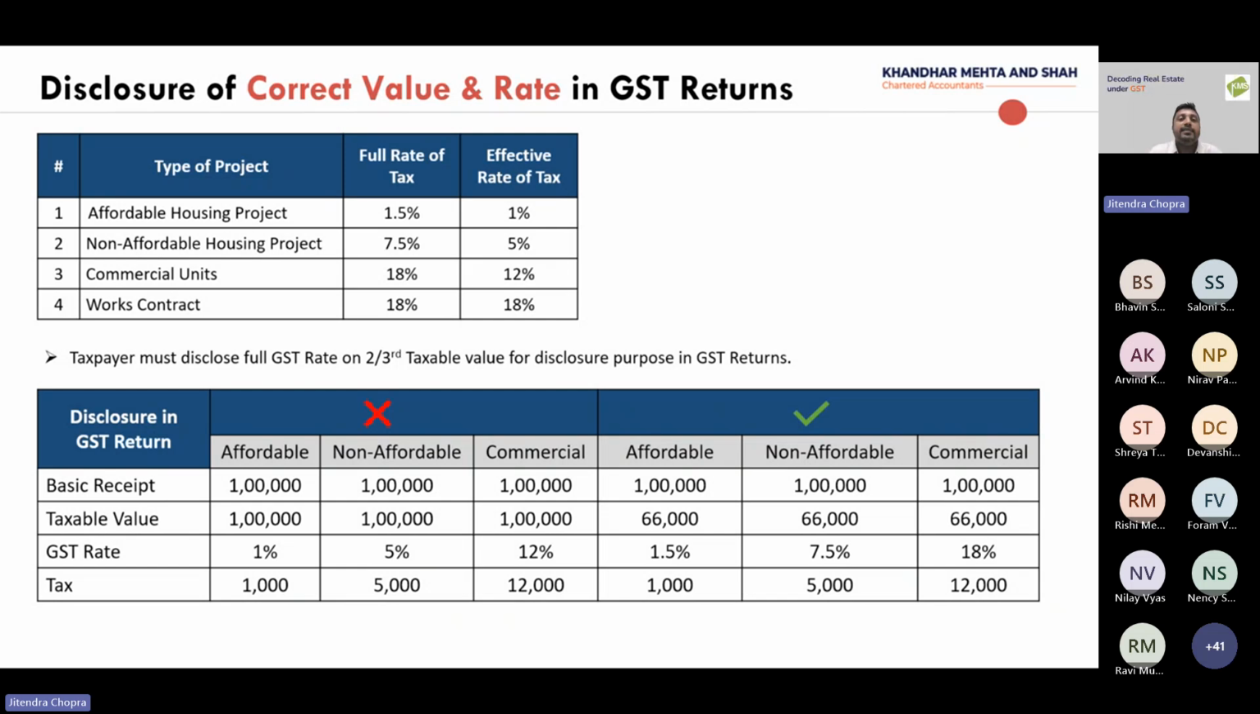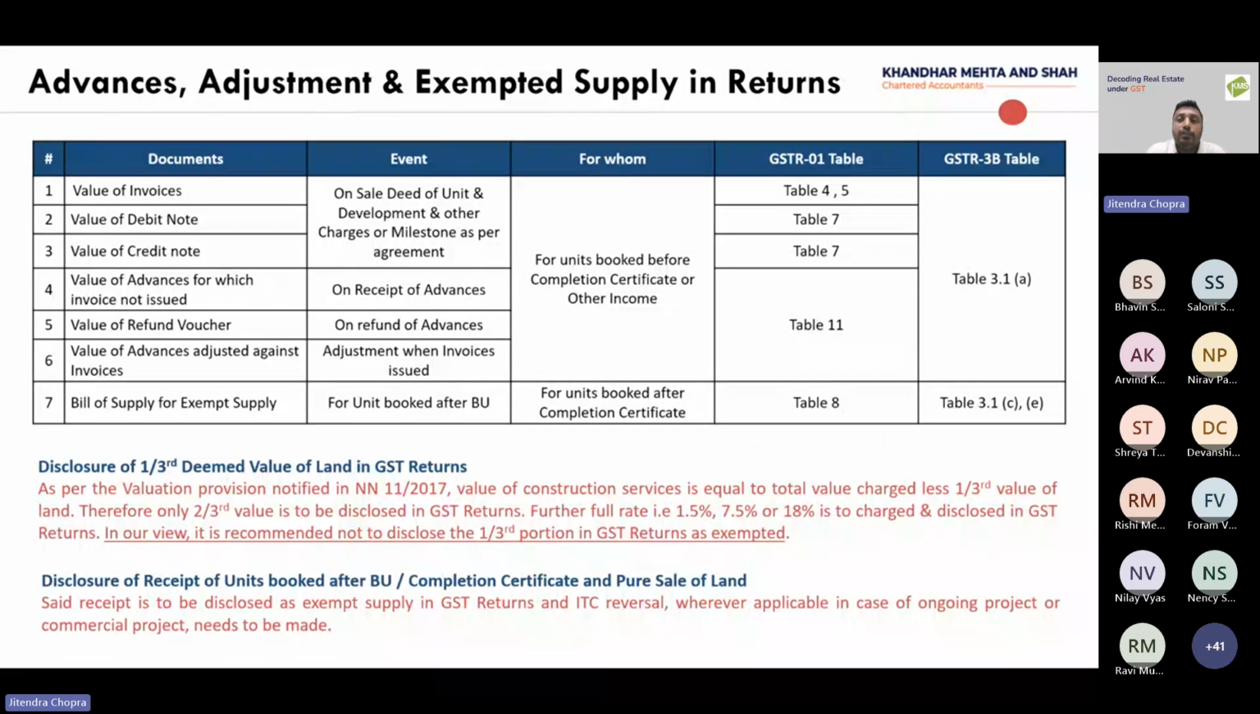Now, this slide is related to the disclosure of real estate transactions in GST returns. Practically, advances are received first, on a monthly or milestone basis, and accordingly tax liability and disclosure requirements arise. But where advances are received before the due date or completion certificate, the same needs to be disclosed properly. Later, once the invoice or sale deed is issued, invoice disclosure and advance adjustment also need to be done.